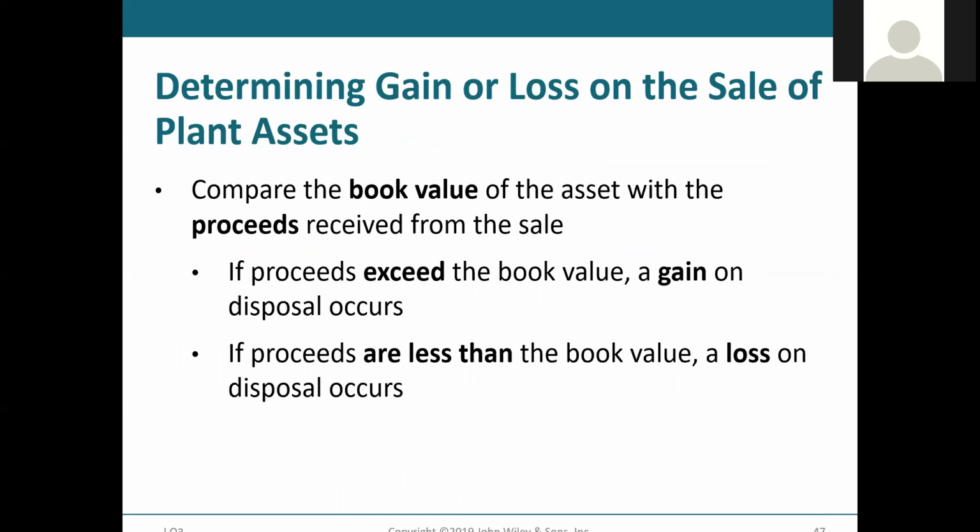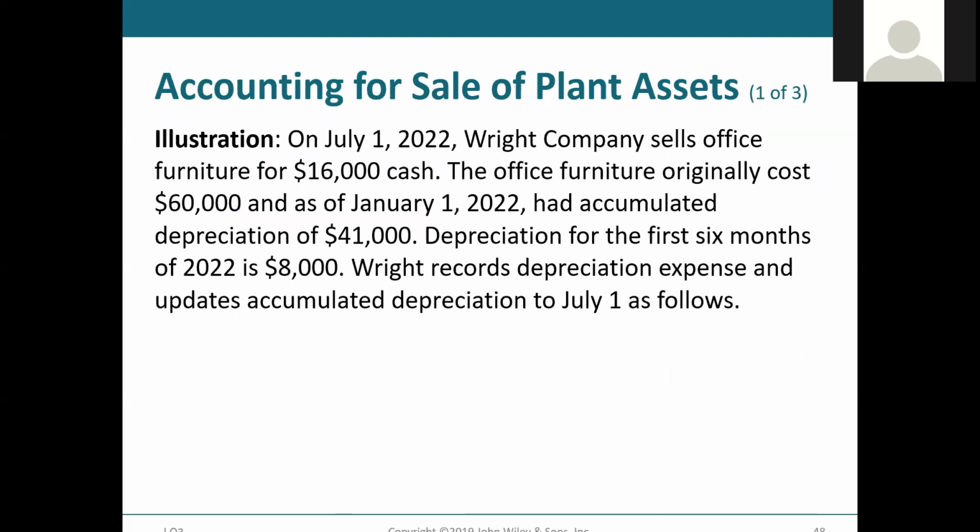Determine gain or loss on the sale of an asset. Compare the book value with the proceeds received, right? If proceeds exceed the book value, you have a gain. If they're less, you have a loss. But you still have to do that 4-line journal entry because when you're getting rid of the asset, you have to get rid of the accumulated depreciation, which is sitting there, and you have to get rid of the original cost of the asset, which is sitting on your balance sheet as well.